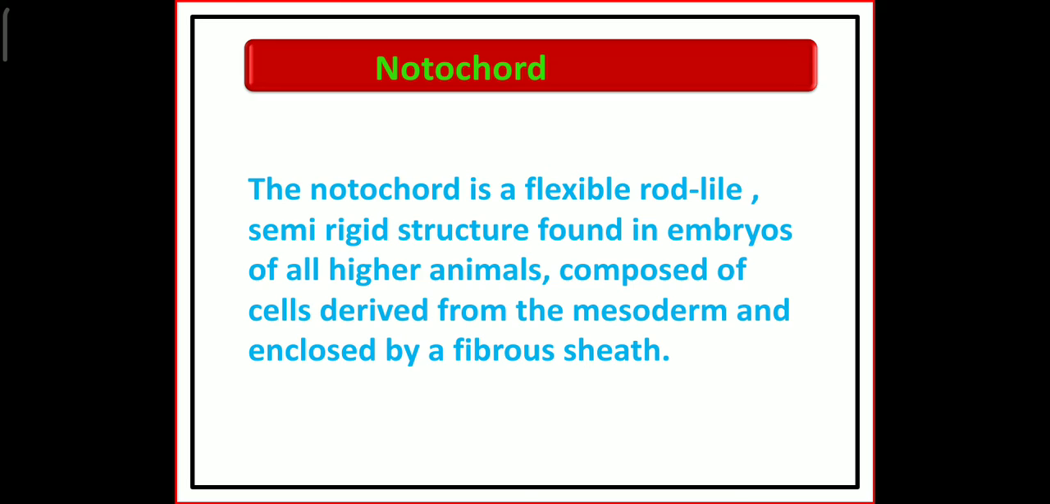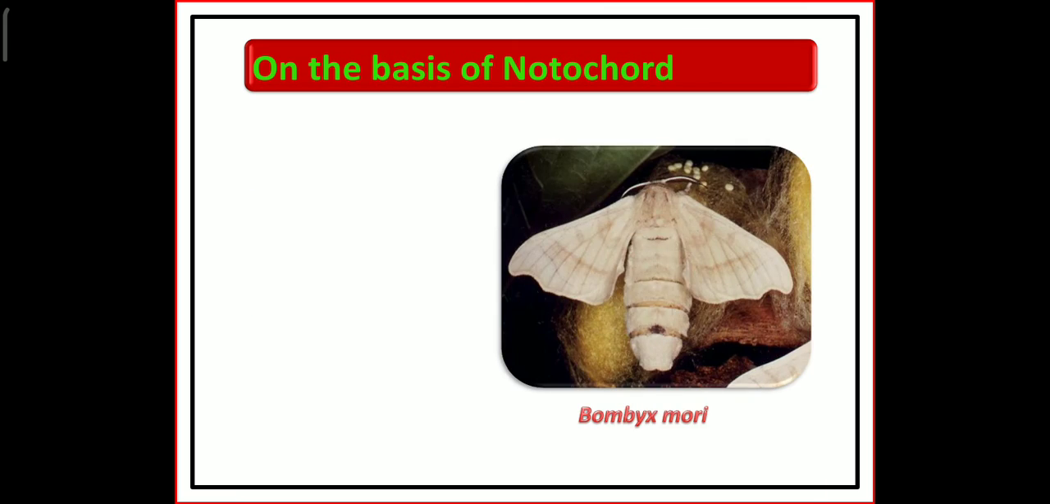Now, another very important basis of classification is the notochord. What is the notochord? First of all, you have to know about it. The notochord is a flexible rod-like semi-rigid structure found in embryos of all higher animals, composed of cells derived from the mesoderm and enclosed by a fibrous sheath. On the basis of the presence or absence of the notochord, animals may be divided into two types.